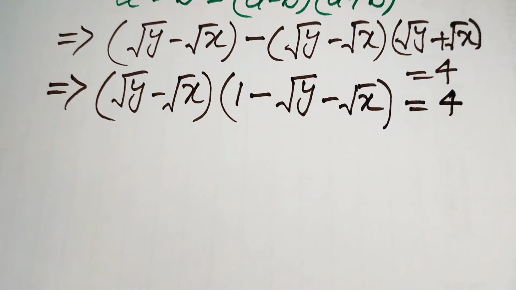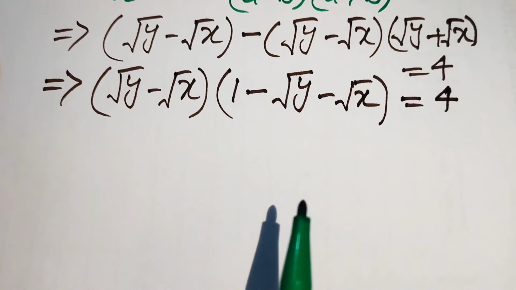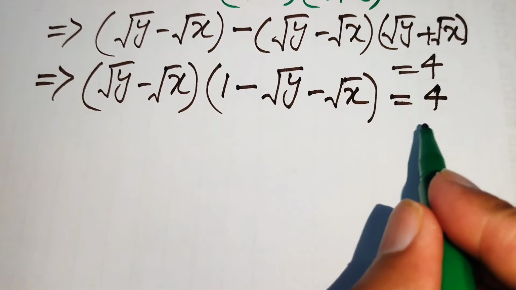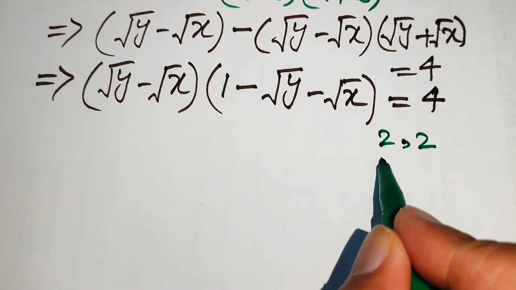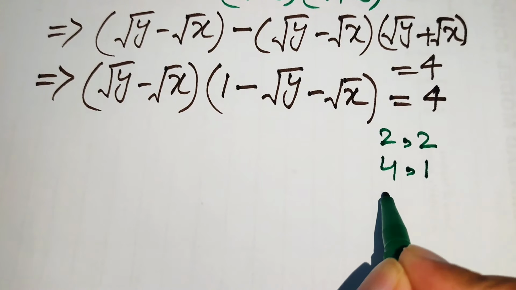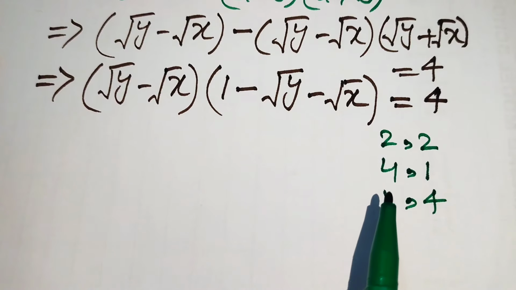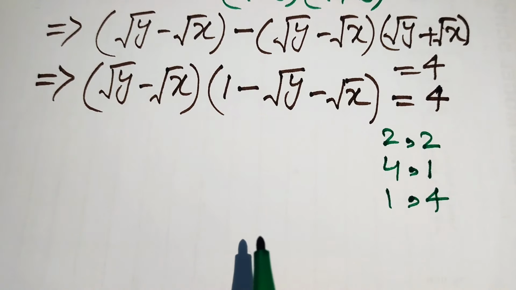Now in the next step, you see that on the left hand side we have two factors multiplied by each other, but on the right hand side we have only one number. So we find the possibilities in which the product of two numbers equals 4. The possibilities are 2 times 2 is 4, 4 times 1 is 4, and 1 times 4 is 4. So we have these three possibilities in which the product of two numbers equals 4.